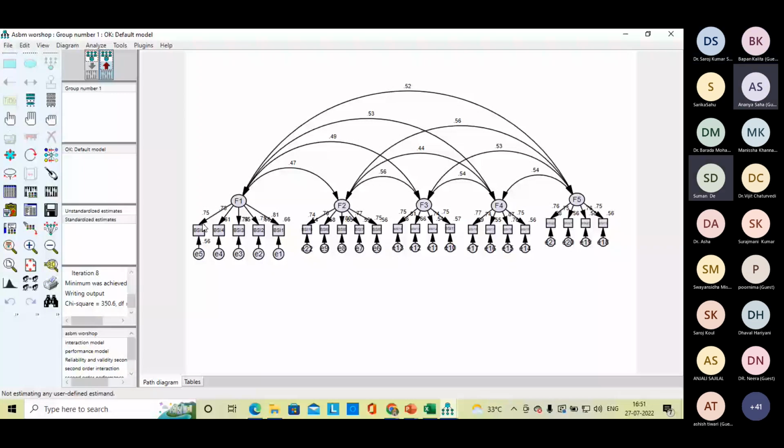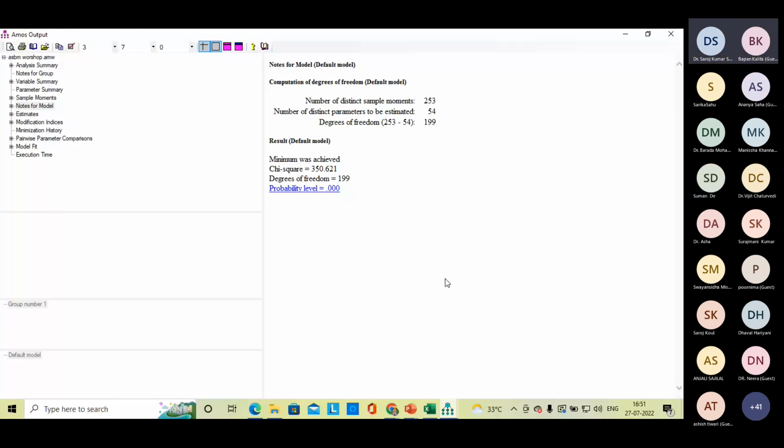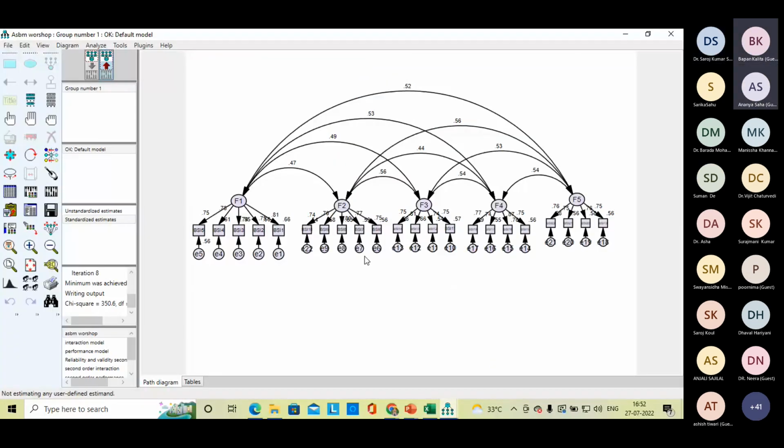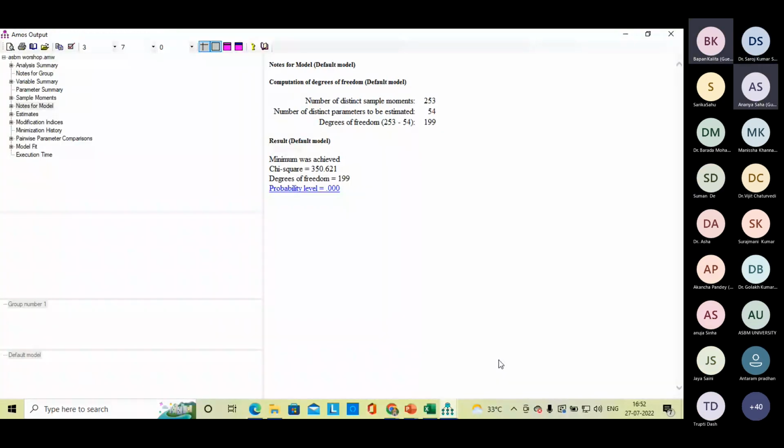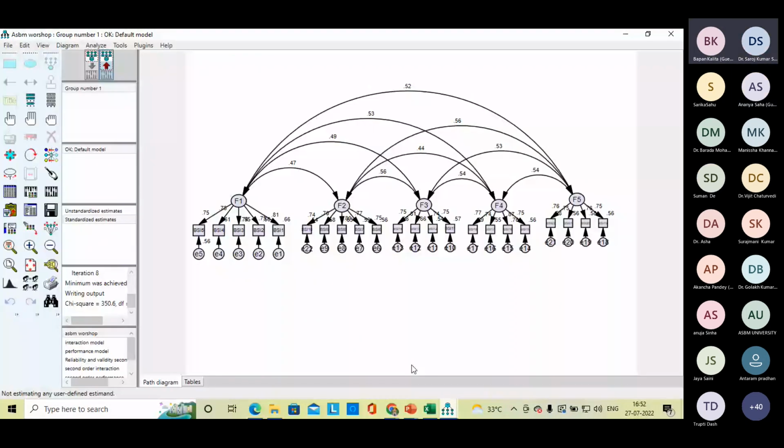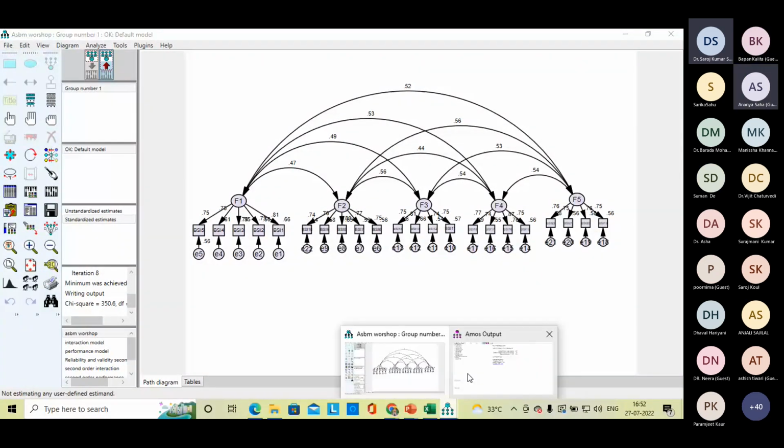And 22 error variables. So it is 44. Then another 10. This is 10. 22, 44, then this is 48. 54. I will come back. Do not worry. Let me go to the validity and reliability.